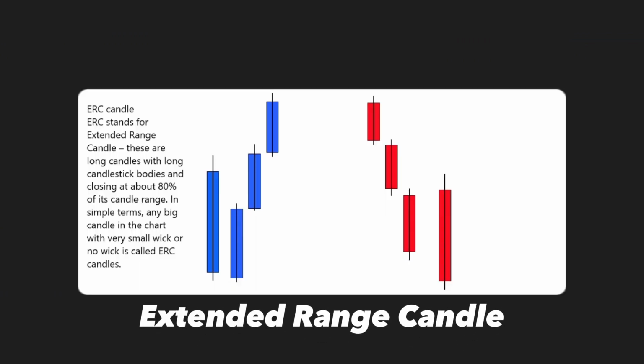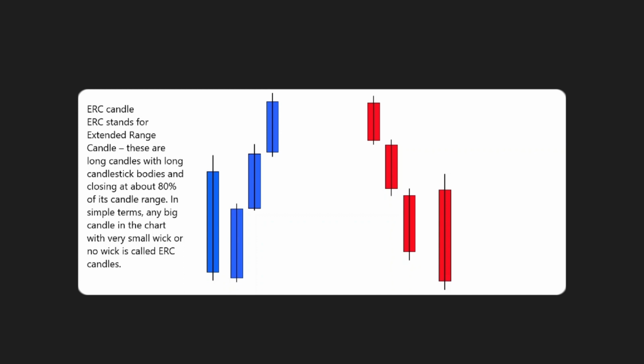Now we will learn about ESC candles. ESC stands for extended range candle. These are long candles with long candlestick bodies, closing at about 80% of their candle range. In simple terms, any big candle in the chart with very small wick or no wick is called an ESC candle. For example, these four candles here are perfect examples of bullish ESC candles, and these four candles here are perfect examples of bearish ESC candles.